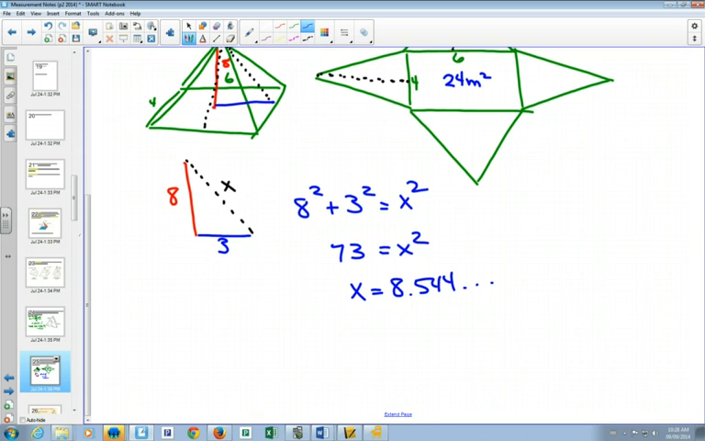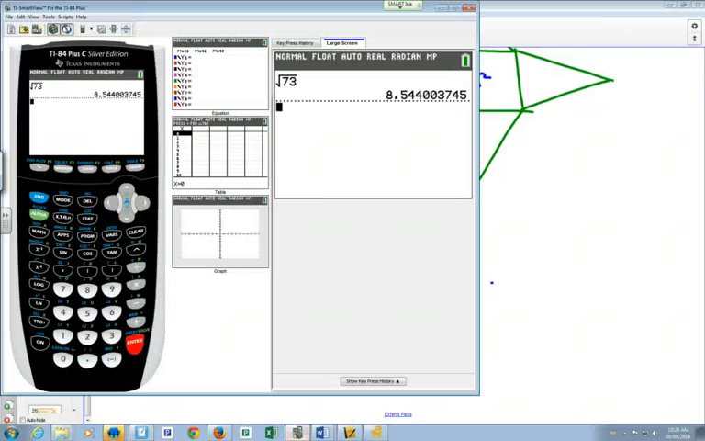Now, in order to keep all of those decimal places, your calculator is powerful in that it can store a bunch of numbers, almost as many numbers as you would like, into its memory.